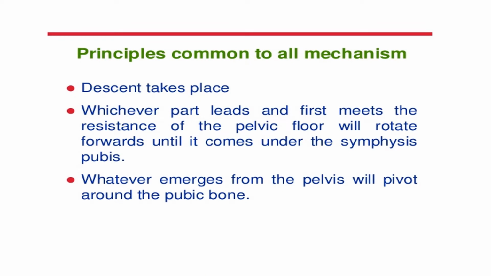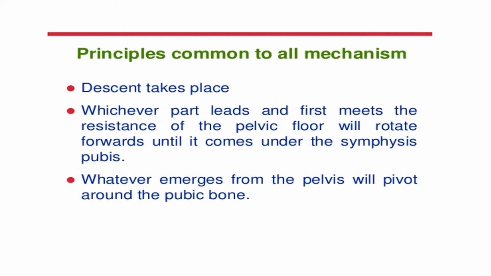And there are three principles for all the mechanisms. Descent takes place throughout the labor. Whichever part meets the resistance of the pelvic floor will rotate forward until it comes under the symphysis pubis. These explanations I am not giving here. The demonstration of these principles is given in the video on the mechanism of right occipital anterior position, ROA. Please see that video along with this. Whatever emerges from the pelvis will pivot around the pubic bone. These are the three principles.